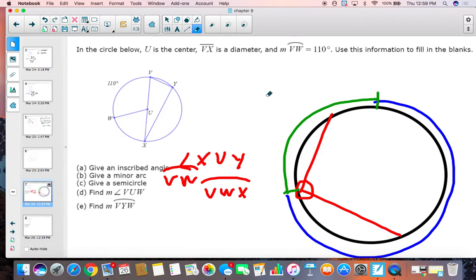Next, find the measure of VUW. That looks like we are given that angle that's in the middle of our circle there, or we can call that our central angle. And because it's our central angle, that angle is going to be equal to the angle of the arc. So since the angle of that arc is 110 degrees, VUW is also going to be 110 degrees.